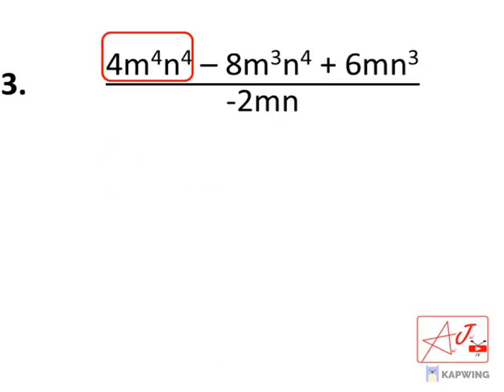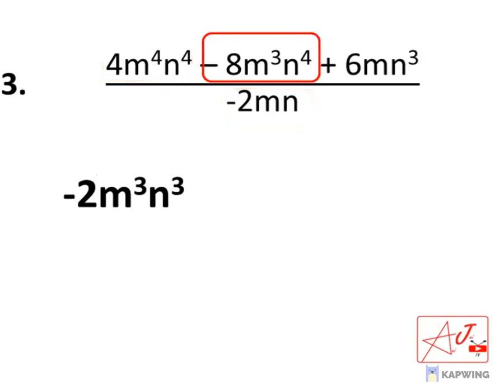So, parang ganito. Si 4m squared, m to the 4th power, n to the 4th power. I-divide natin siya kay negative 2mn. So, isang positive, isang negative. Expect na natin ang sagot natin ay negative. Ayan, 4 divided by 2 is 2. And then 4 minus 1 ay 3. And then 4 minus 1 ay 3. Kaya ang ating first term ay negative 2m cubed n cubed.